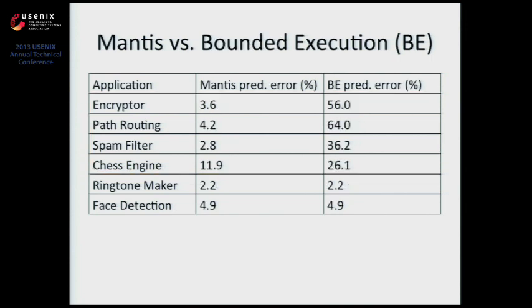Next, Mantis and bounded execution. Again, for the first 4 applications, Mantis improves prediction errors significantly. For example, for path routing, Mantis reduces prediction error from 64% to 4.2%.